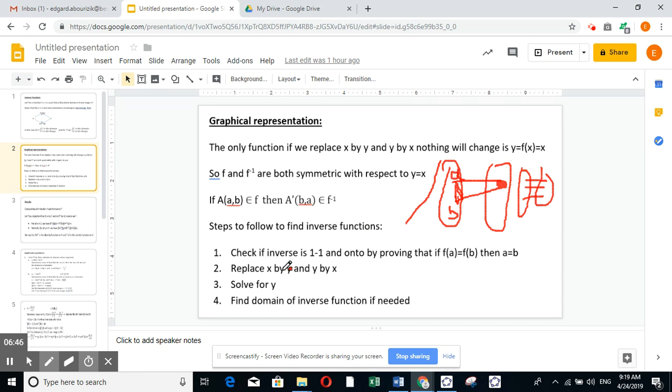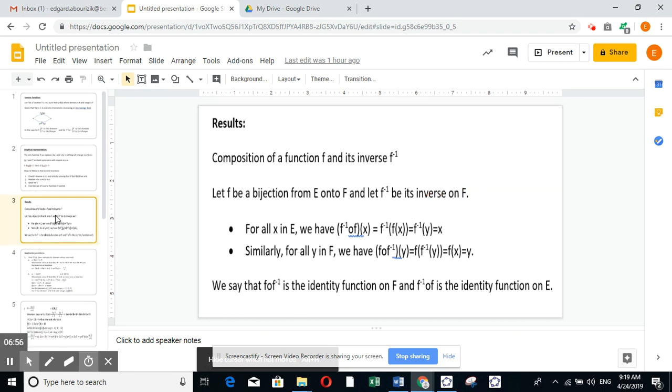Second step, we replace x by y and then y by x. We solve again for y. Then we're going to find the domain of the inverse function if needed. We're going to see an application, and we're going to return back to these later at the end.